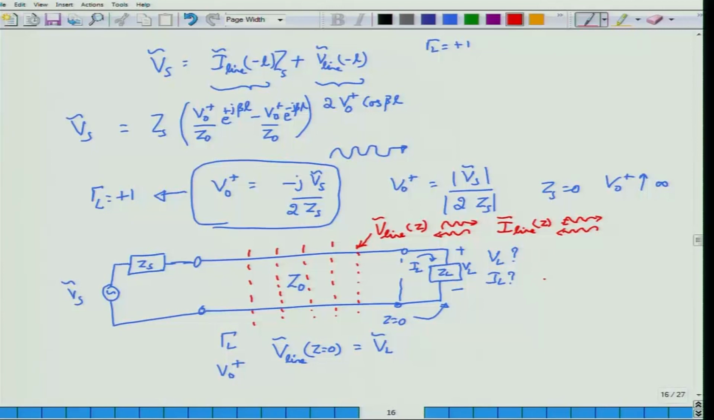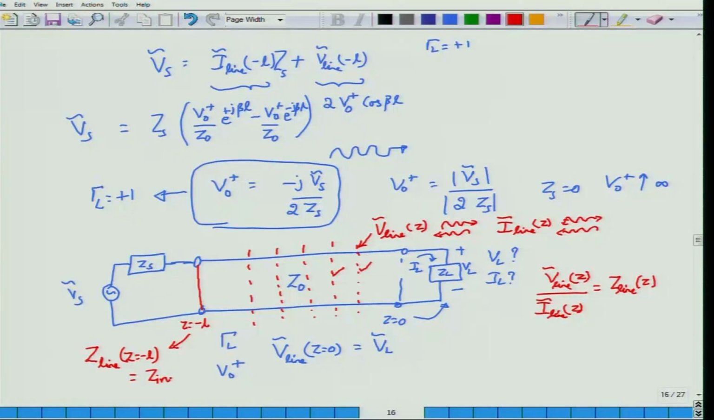Now, if I were to form the ratio of the line voltage at any point on Z to the line current at the same point on the Z, then this gives me what I call the line impedance, and line impedance is also changing with Z. Now, I can find the line impedance here, I can find the line impedance here, and I can keep coming towards the source. And at some particular point where Z is equal to minus L, I can find out the line impedance here. The line impedance at the source point where Z is equal to minus L is what we will call the input impedance of the transmission line.